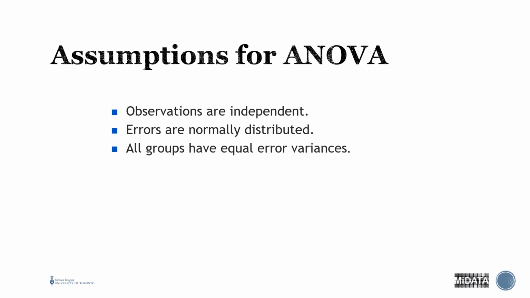The second one is errors are normally distributed. So when we calculated that sums of squares of error, those errors need to be normally distributed. And finally, all groups have equal error variances. Well, we've seen this before once again when we did the t-test and we wanted to see whether the variance between the two groups was the same, was equal. It's the same here in ANOVA. However, we just have possibly more than two groups. And once again, the variance between the groups needs to be the same.